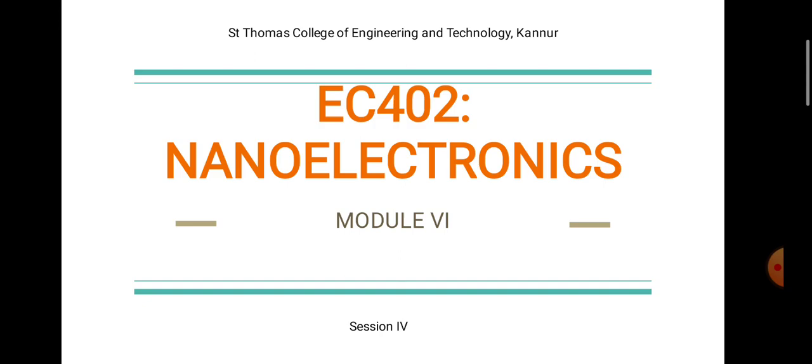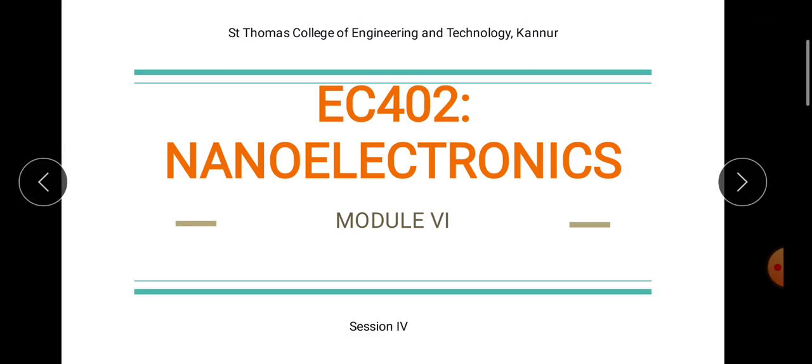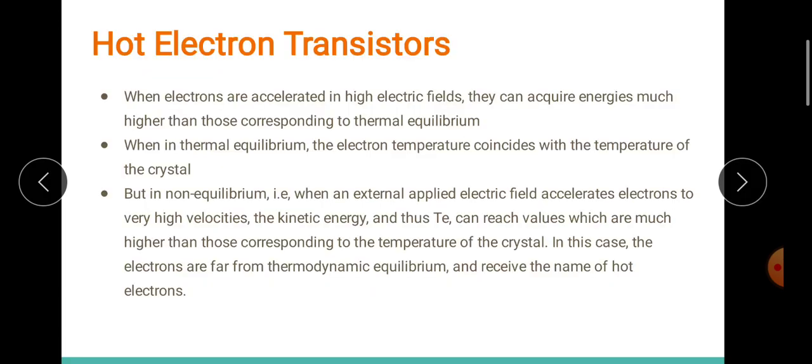So, let's begin. We have already discussed the concept of hot electron effect in our previous module, right? We know that when electrons are accelerated in extremely high electric fields, these electrons tend to acquire energies which are much higher than their thermal equilibrium energies.